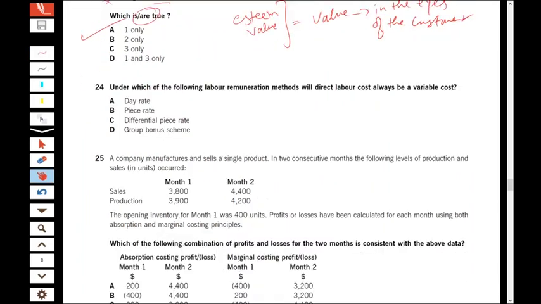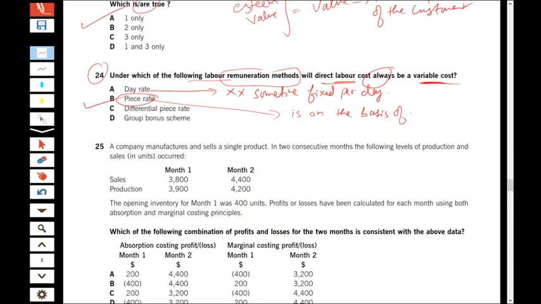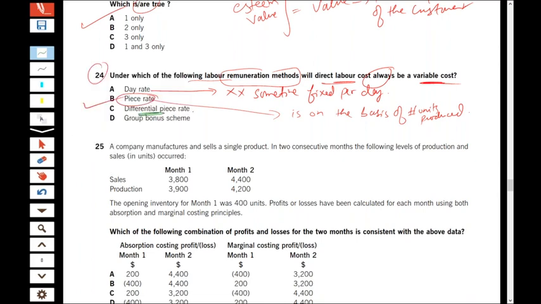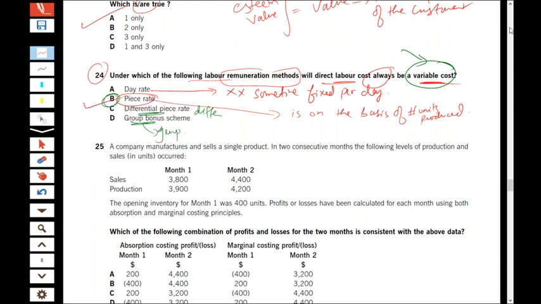Number 24. Under which of the following labor remuneration methods will the direct labor always be a variable cost? Day rate? No. Sometimes fixed per day. Piece rate? Yes. Why piece rate? Because piece rate is on the basis of the number of units produced. Differential piece rate, as its name implies, is a different rate. And group bonus depends on the group efforts. Always variable is piece rate only. It will always be the case.